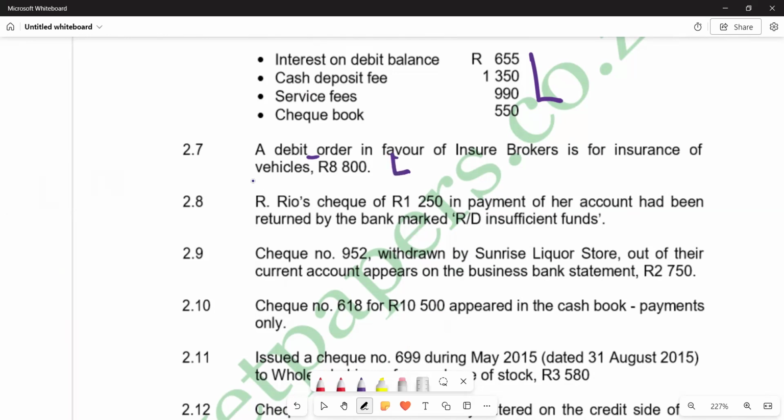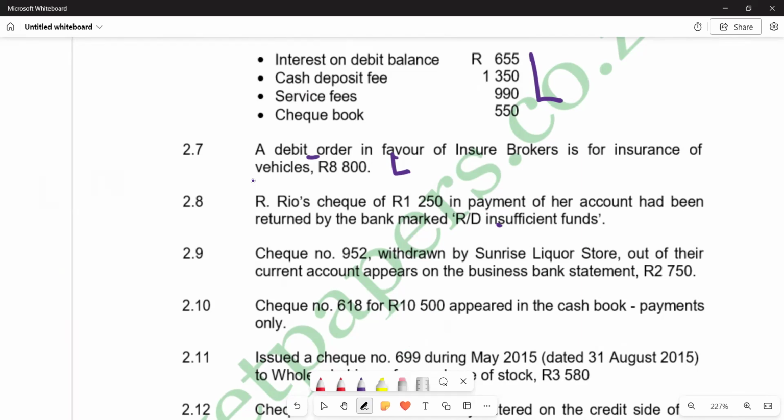So we go to 2.8: a check of 1,250 in payment of the account had been retained by the bank manager and failed to draw, insufficient funds. So when we received the check of 1,250, it was updated in our books in the ledger. But when it reached the bank, it was rejected. So what does it mean? It means the bank didn't enter it. So there's no mistake in the bank. The only mistake that has to be corrected is in the ledger, where it has to be removed.